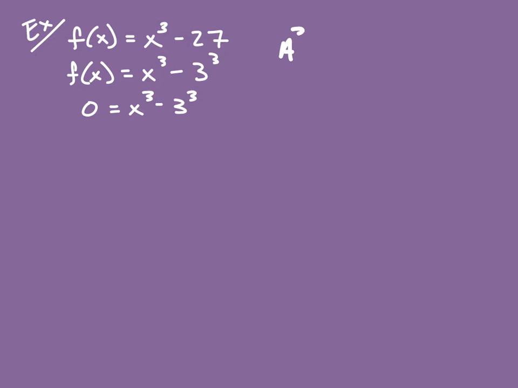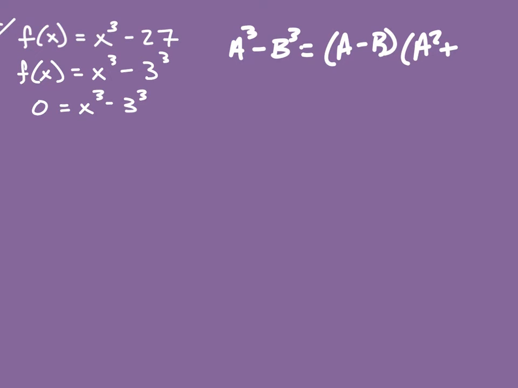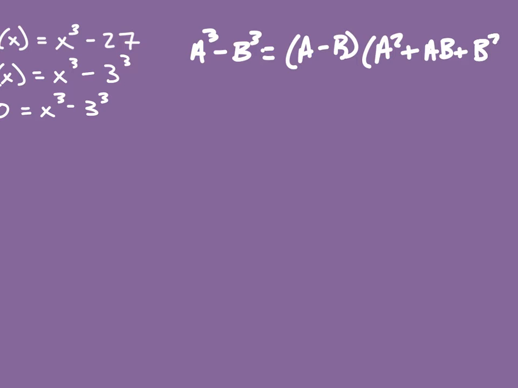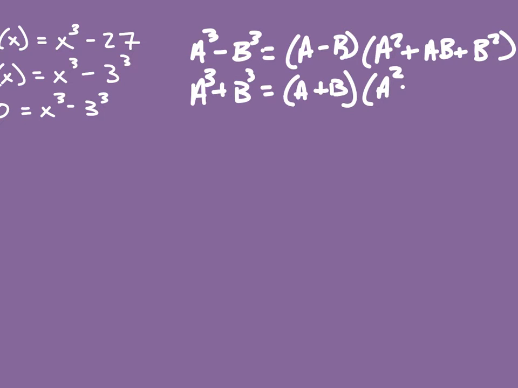Now, to recognize this, we have to remember what this looks like. If I have some number a cubed minus b cubed, this is going to factor to a minus b times a squared plus a times b, and then plus b squared. That's the difference of cubes. If you had the sum of cubes, a cubed plus b cubed, this would factor to a plus b times a squared minus ab plus b squared.